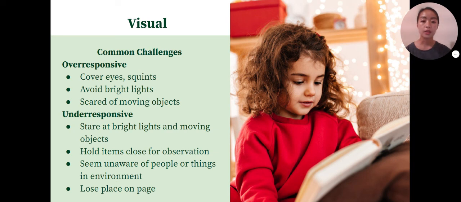Under-responsive kids may stare at bright lights and moving objects. They might observe items held close to their face. They may appear unaware of people or things in their environment. And when reading, they might lose their place on the page.